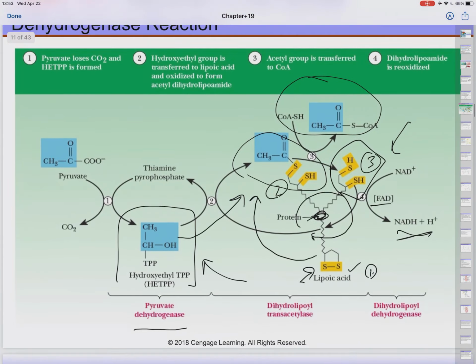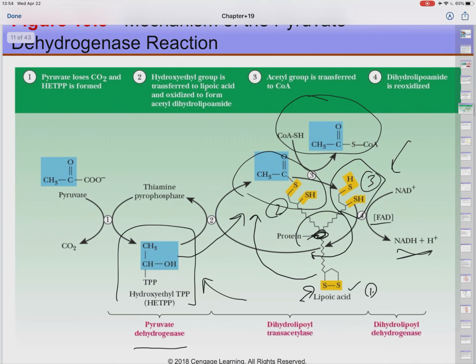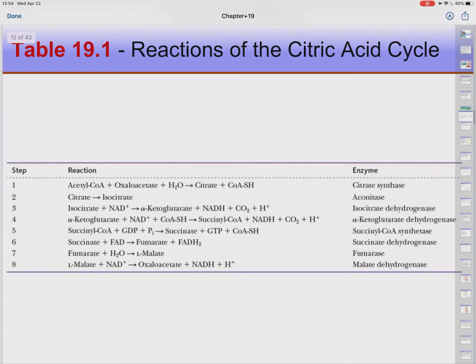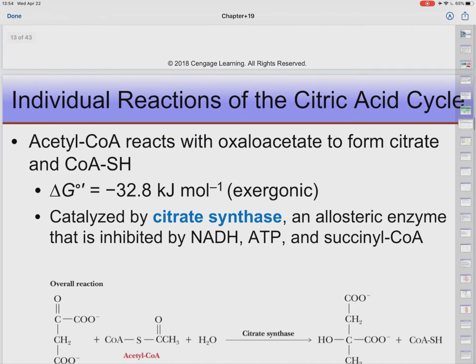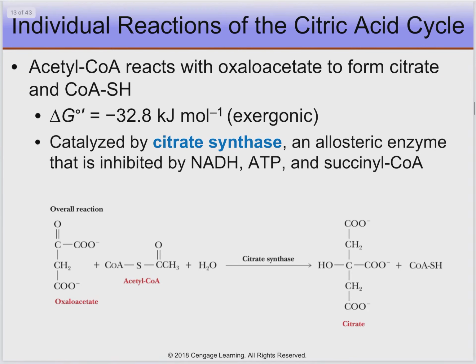So this is also one of the control points for the citric acid cycle. If you stop this reaction from happening, then we don't get acetyl-CoA. And so acetyl-CoA doesn't enter the citric acid cycle. So if you're not needing energy, then you can inhibit it at this point. We're going to look at each of these reactions in turn, so let's just kind of skip through this.